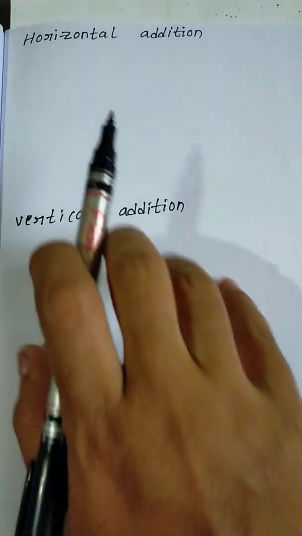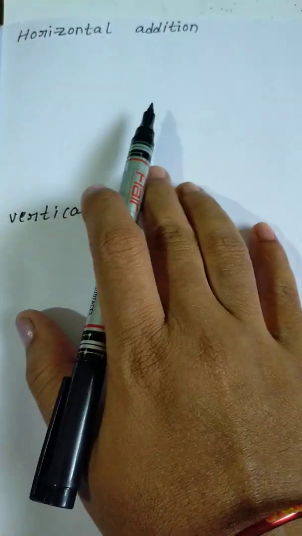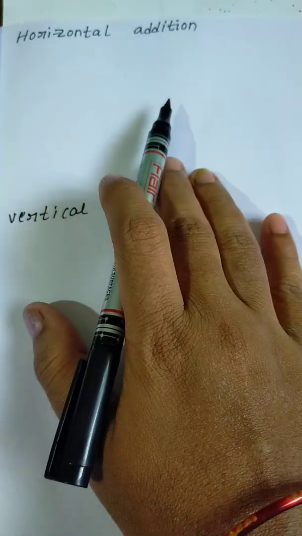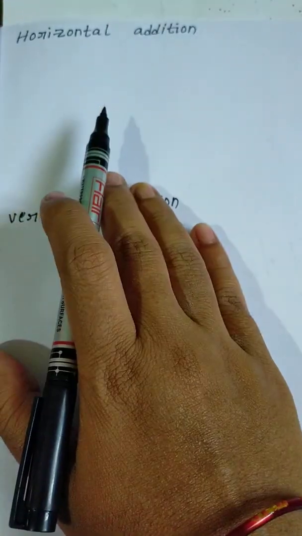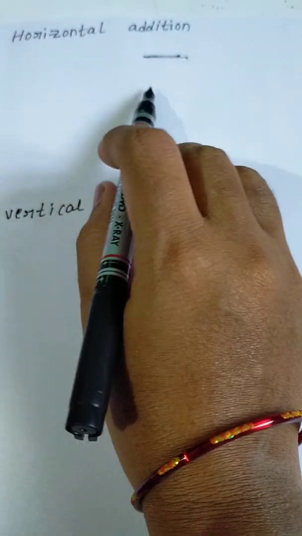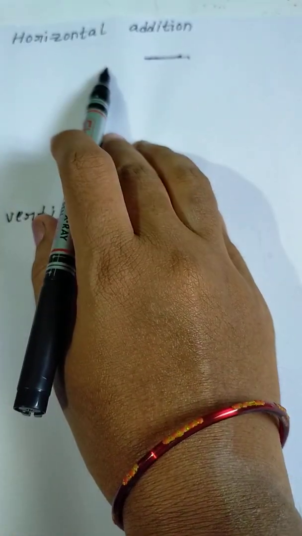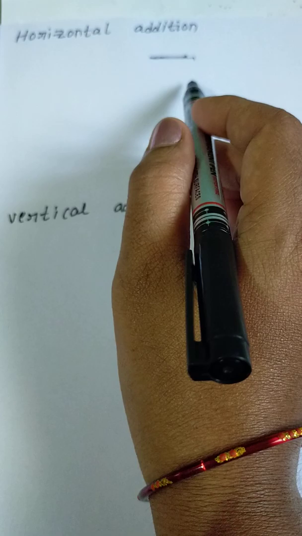Mainly additions are 2 types. How many types of additions? 2 types. First one is horizontal addition. The second one is vertical addition. Horizontal addition means one object plus one object, like this, in a horizontal line. So this is called horizontal addition of numbers.